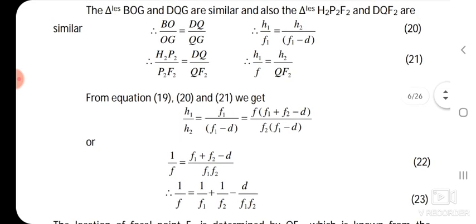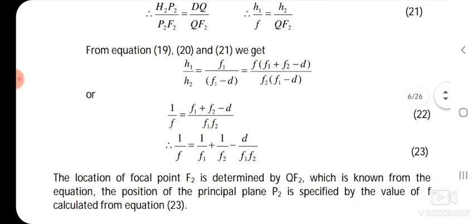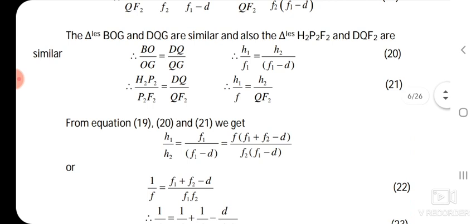The location of focal point F2 is determined by QF2, which is known from the equation. The position of the principal plane P2 is specified by the value of F calculated from the above equation. Okay, if you have any doubt in this derivation, you can ask me anytime.